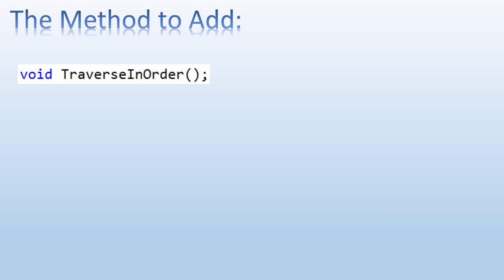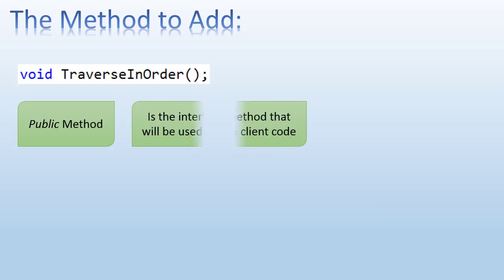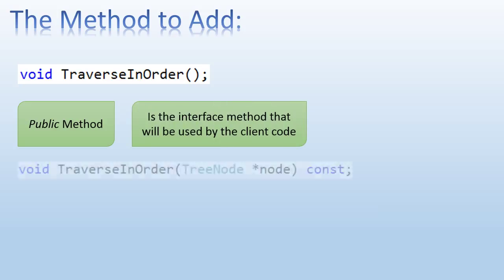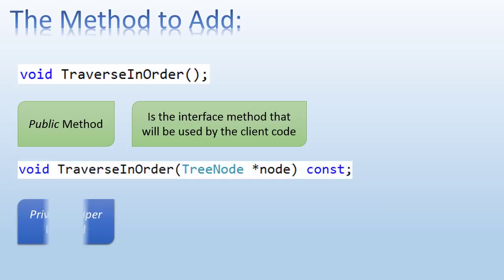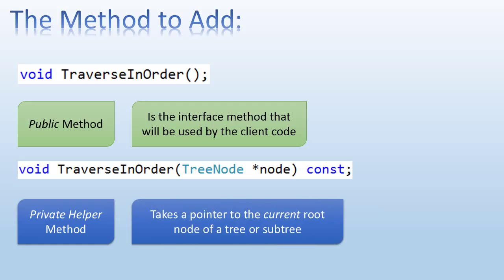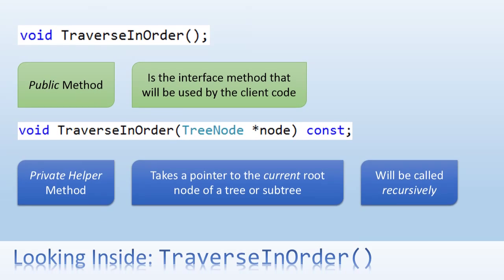In this video, we're going to add an extra two methods to our tree class. The first of these is a public method, traverse in order. It's the interface method that will be used by the client code. We also have a private helper method, traverse in order, that takes a tree node pointer. This pointer points to the current root node of a tree or a subtree, and we will be calling this recursively.